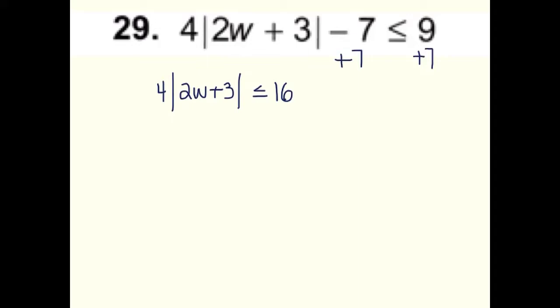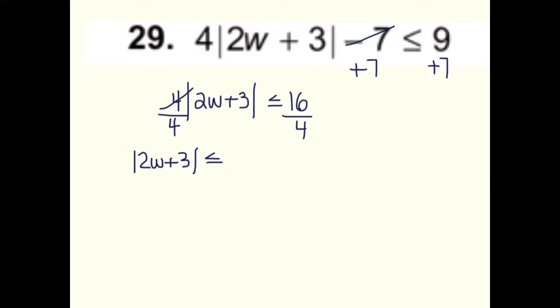And we do the same thing again. So first of all, that cancels out the 7. But now we divide by 4 on both sides to cancel out. So we're left with the absolute value of 2w plus 3 is less than or equal to 4. Oops, I'm just going to erase that.